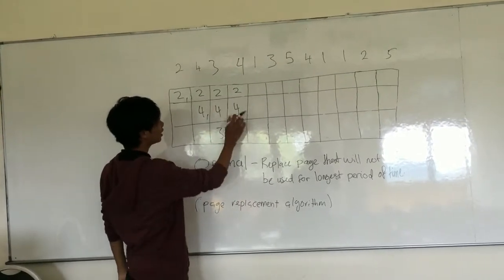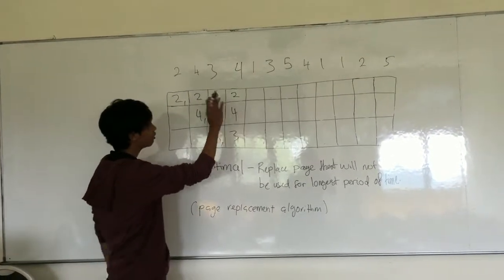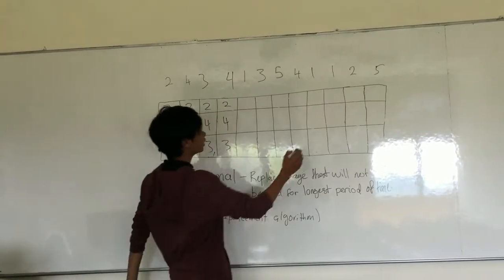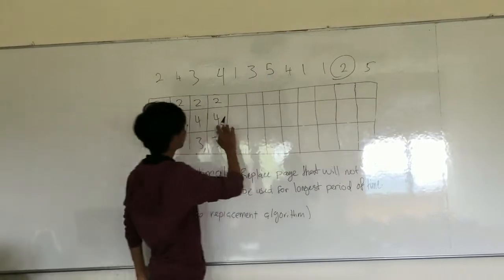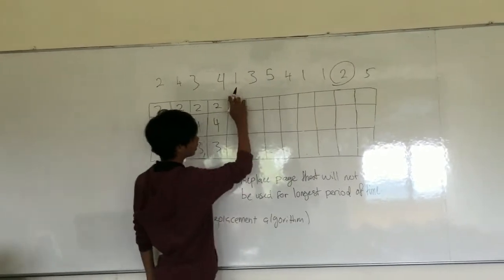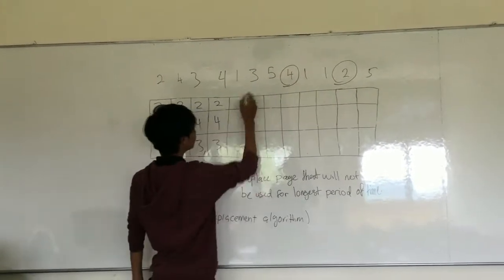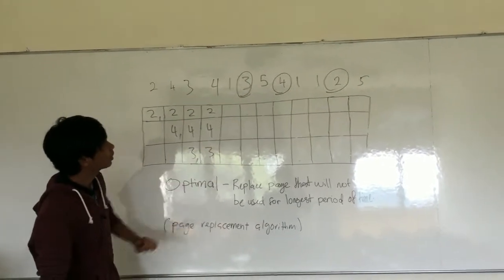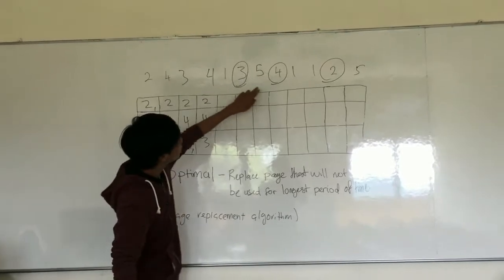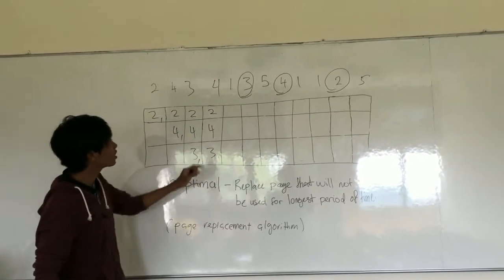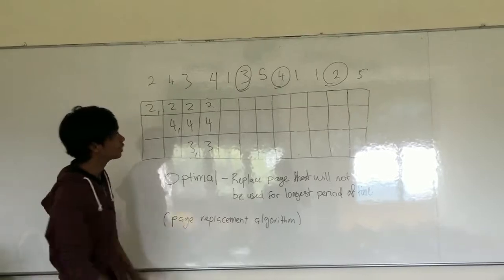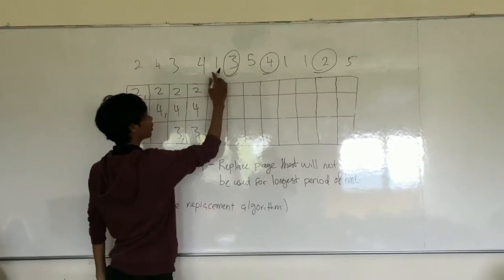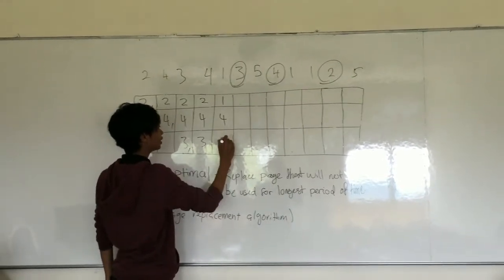So what we look at is the reference string. So in the reference string, okay, where is number 2? Okay, number 2 is here. Okay, number 4, the next one will be here, and number 3 will be here. So which one is the longest period? So between 3, 4, and 2, we see that number 2 is the longest period because it's way back there. So we replace number 2 with number 1. So it will be 1, 4, and 3.